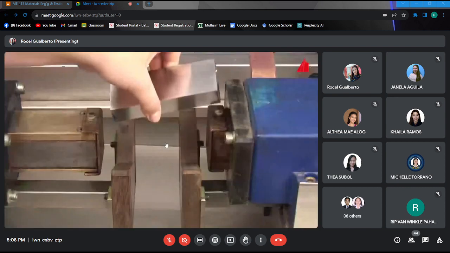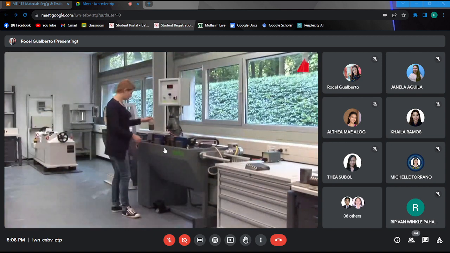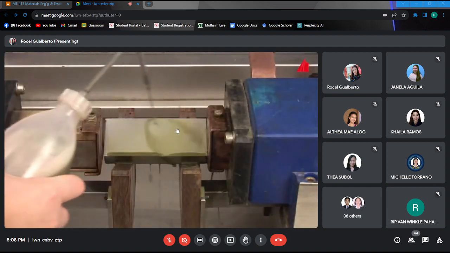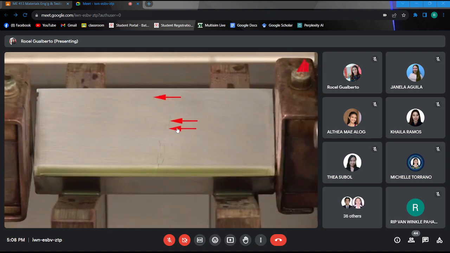The material tester gets the machine ready for use and inserts the test piece between the two poles of an electromagnet. Then she takes a bottle with a suspension of magnetic particles, turns on the electromagnet with a foot switch, and applies the suspension of magnetic particles onto the test piece. Already in daylight, dark lines are visible on the surface.